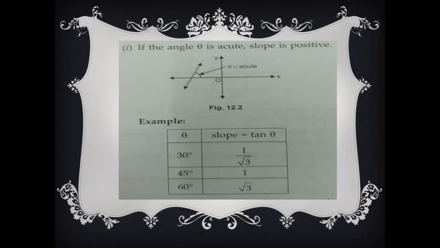So let us see if the angle is an acute angle, like we can see in this figure. This angle theta could be any angle between 0 to 90 degrees. To find out the slope, we have to use the formula slope equal to tan theta. You just need to remember that. If angle theta is known, simply calculate the tan theta value, you get the slope. For example, if angle theta is 30 degrees, the slope will be 1 by root 3. If it is 45, tan 45 is 1, so hence slope is 1, same for 60 degrees.